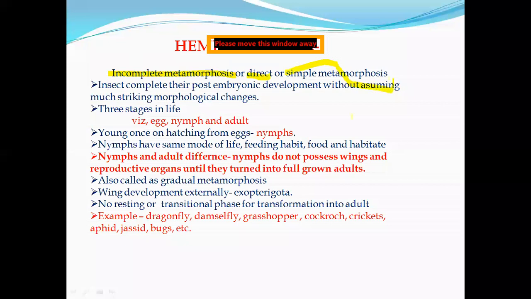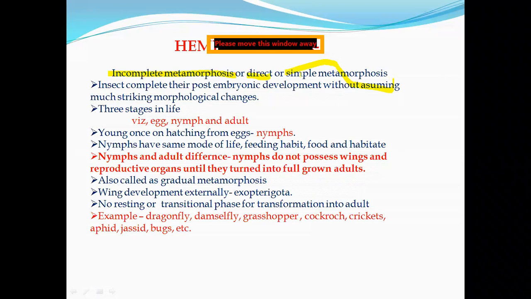I'm talking about three different names of this hemimetabola. It is also called incomplete, direct, or simple metamorphosis, known as hemimetabolous. Examples: grasshopper, bugs, cockroaches, cricket, damselfly, dragonfly, aphids, jassid, bugs.